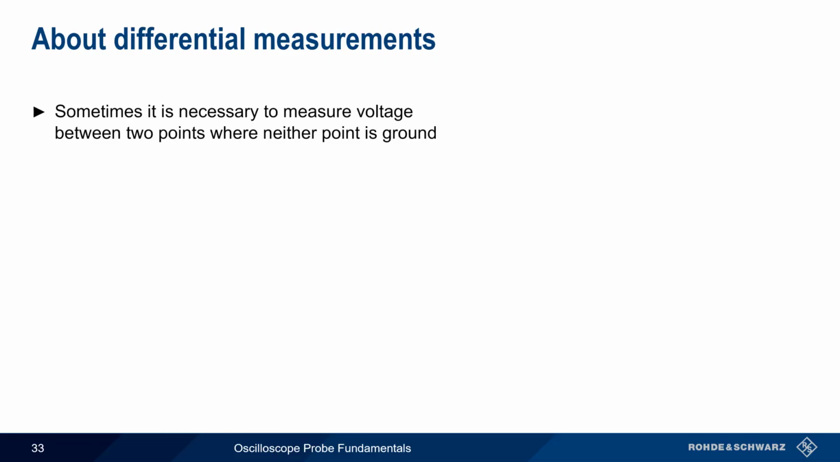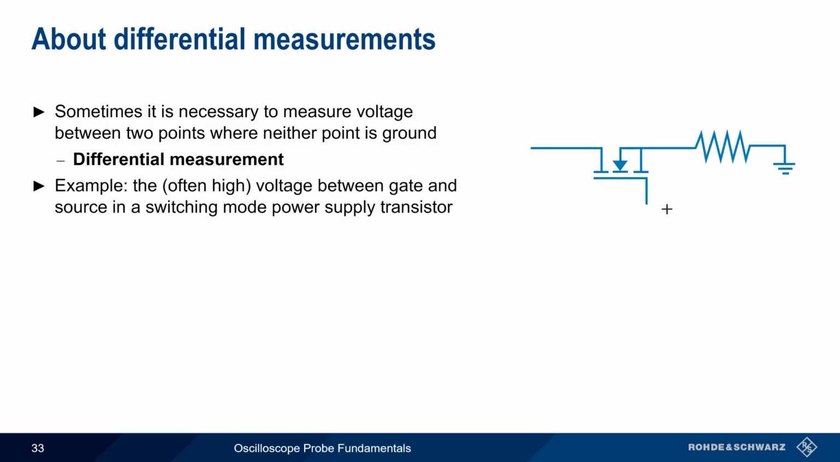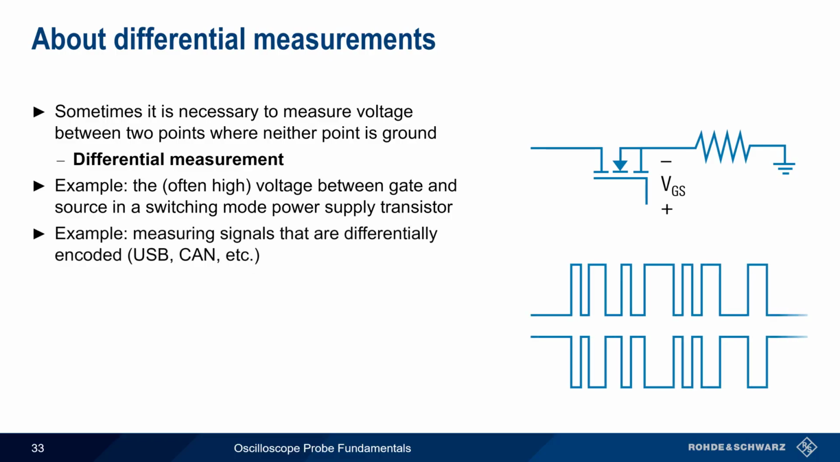It is, however, sometimes necessary to measure voltage between 2 points where neither point is ground, and this is referred to as a differential measurement. One very common application of differential measurements is measuring the high voltages across power transistors. Another very common application is measuring differential signals, such as USB, CAN, etc.